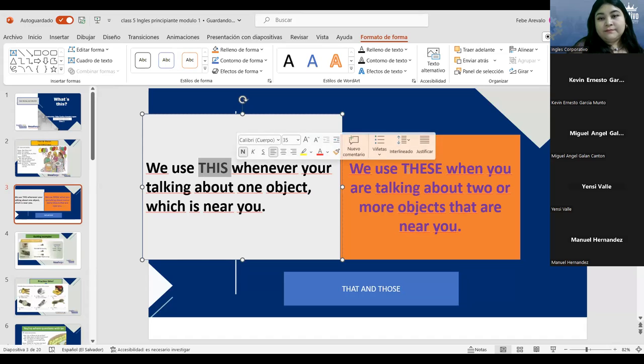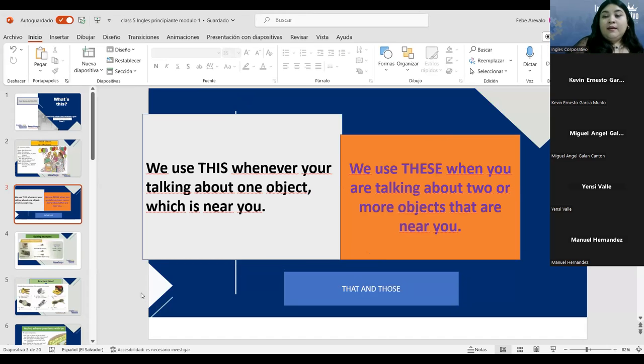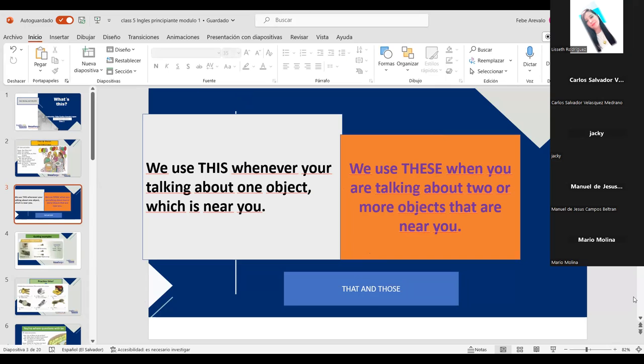Esto, estos. Eso, esos. Right? So, right now we only have these two. Let me know whenever you finish copying the information. Me avisan cuando finalicen de copiar la información, por favor.